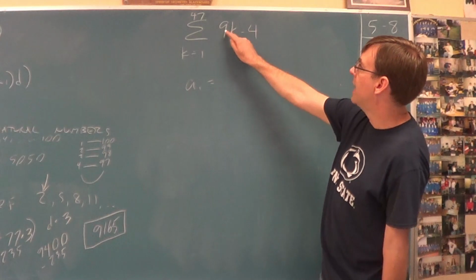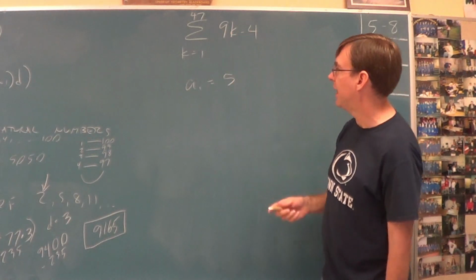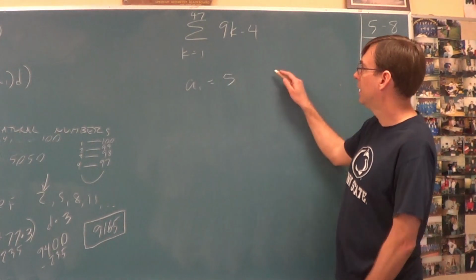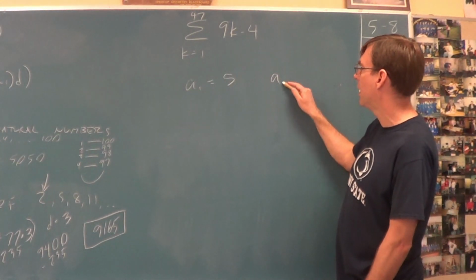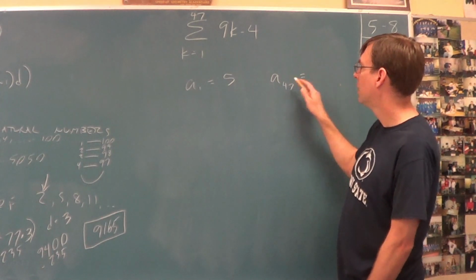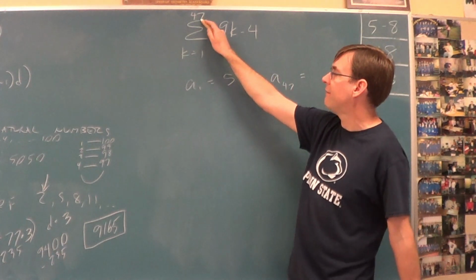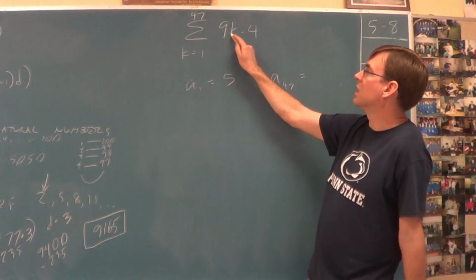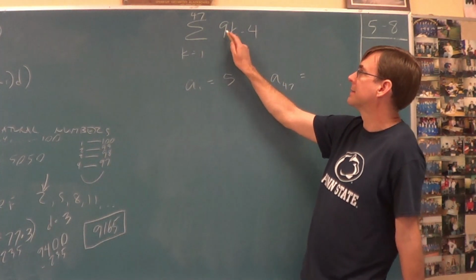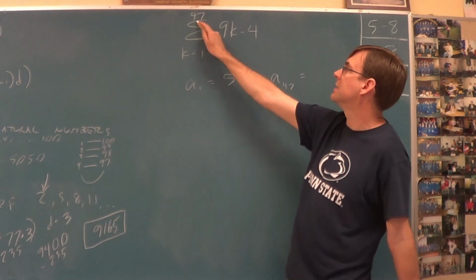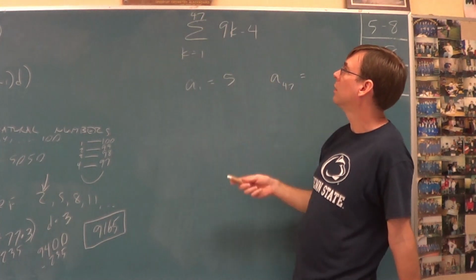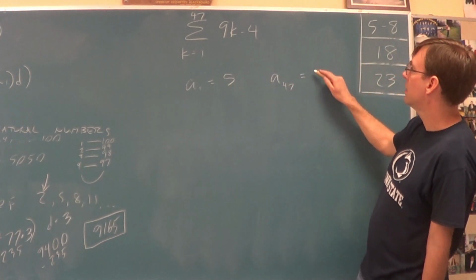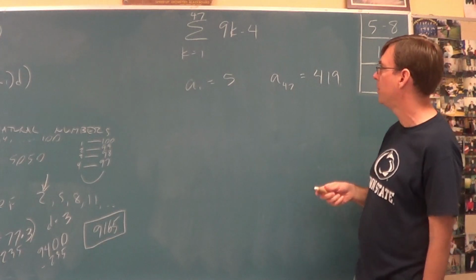Put in the 1. 9 times 1 minus 4, that's 5. We need to know the first term regardless of what formula we pick. Personally, I would go ahead and use the formula where we know the last term. We're going as high as 47, so the last term is 47. The 47th term, we could just plug 47 into this. So 9 times 47 is 423. Take 423 minus 4 would be 419.